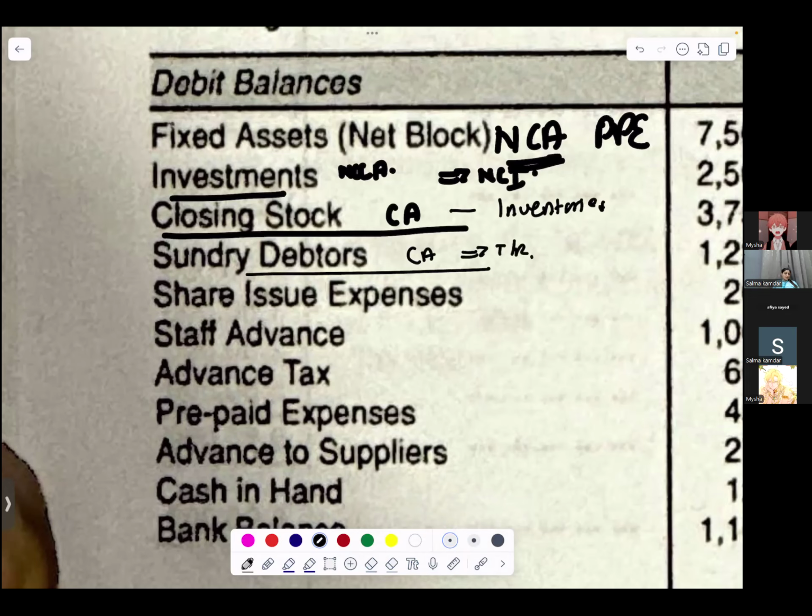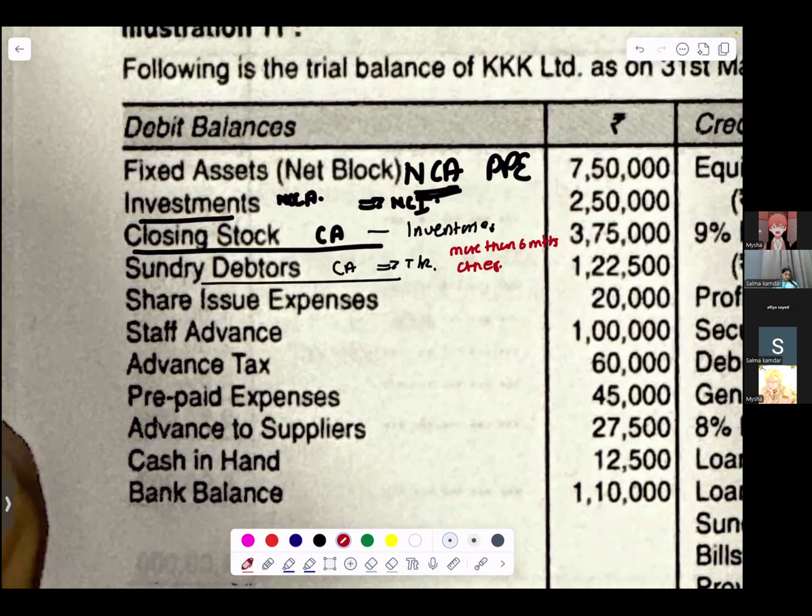In this, you always have to give a breakup of trade receivables. What is the breakup of it? You remember? If it is more than 6 months, you have to show it. If it's less than 6 months, you don't have to show. And others you show separately. Okay.